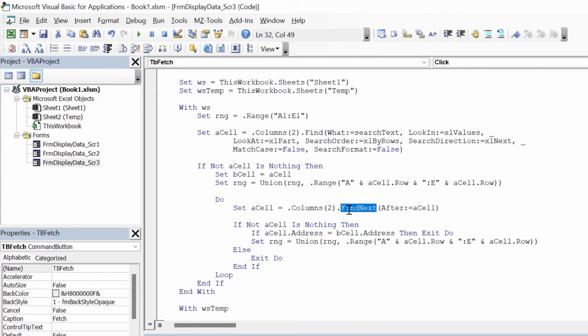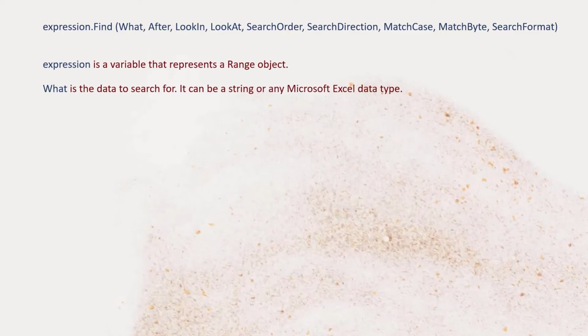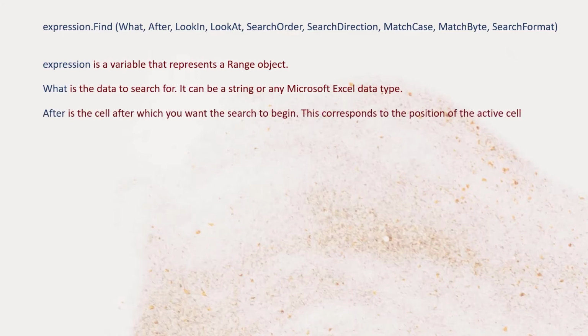Let's understand the syntax of .find. The syntax is expression .find what, after, look in, look at, search order, search direction, match case, match byte, search format. Expression is a variable that represents a range object. What is the data to search for? It can be a string or any Microsoft Excel data type. After, which is optional, is the cell after which you want the search to begin.